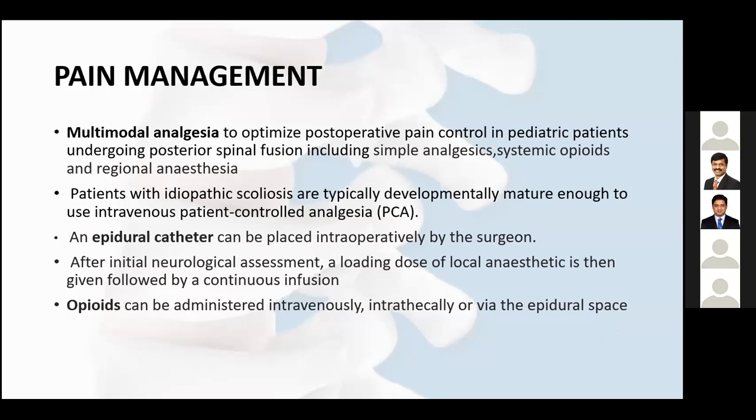The pain management is usually multimodal analgesia to optimize postoperative pain control in pediatric patients, especially those undergoing posterior spinal fusion, including simple analgesics, systemic opioids, and even regional anesthetic techniques. Patients with idiopathic scoliosis are typically developmentally mature enough to use intravenous patient controlled analgesia. An epidural catheter can be placed intraoperatively by the surgeon. After initial neurological assessment, a loading dose of the local anesthetic is given, followed by continuous infusion. Opioids can be administered intravenously, intrathecally, or via the epidural space.